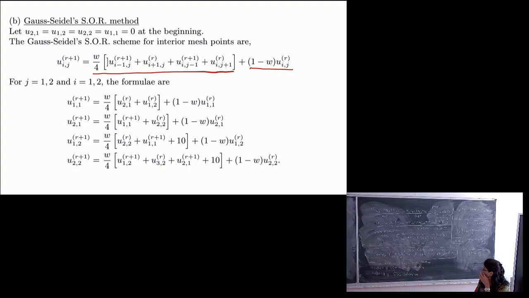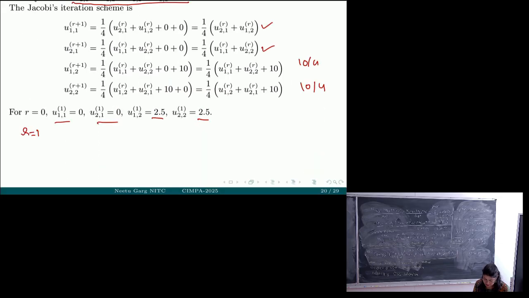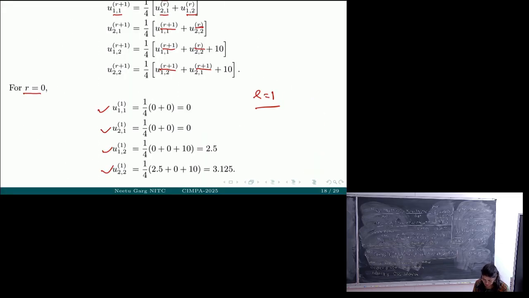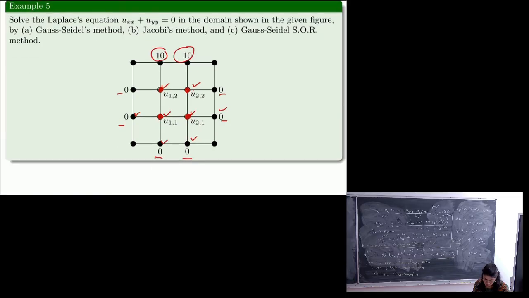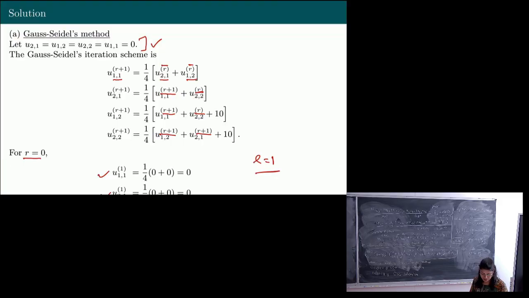So the formula that I have just derived, I am writing here for i equal to 1 to 2 and j equal to 1 to 2. Let's recall the example. Here these 4 points were unknown and we need to calculate them: u11, u21, u12 and u22. So your i is 1, 2 and your j is 1, 2. So these 4 points we will get here.